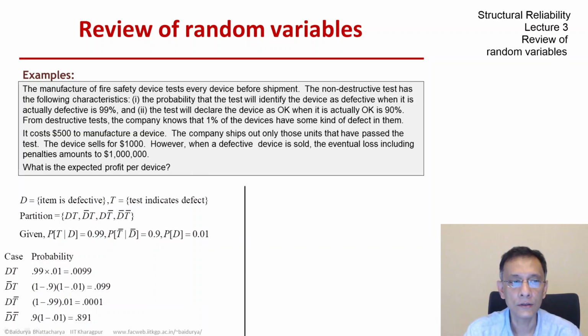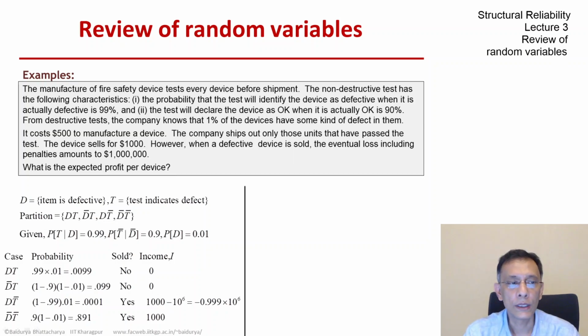Now, this is not the entire problem. The company takes decisions based on these test results. So let's look at those now. If the test is positive, it doesn't matter whether the item is defective or not, because the company only knows the test results. So if T is there, then the item doesn't get sold. It doesn't get shipped out. So that's true whether it's DT or D bar T. So in the first two cases, the item is not sold and the income is 0.